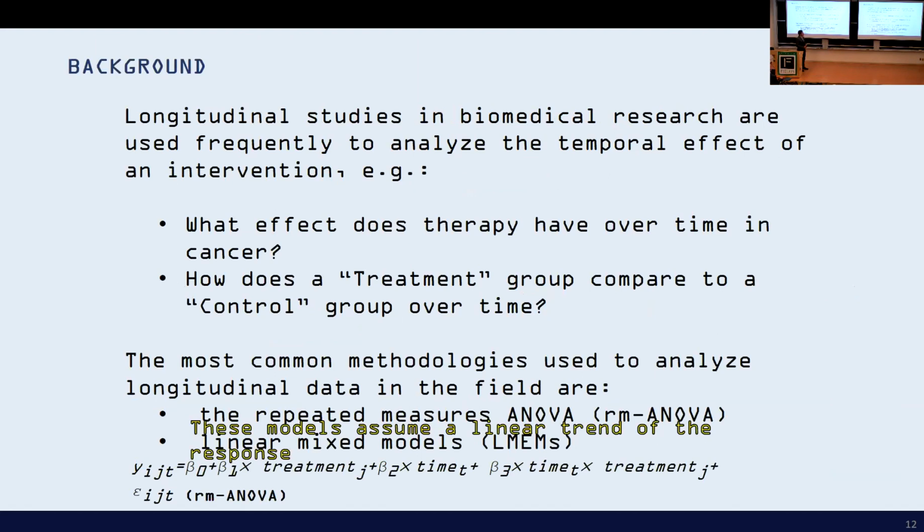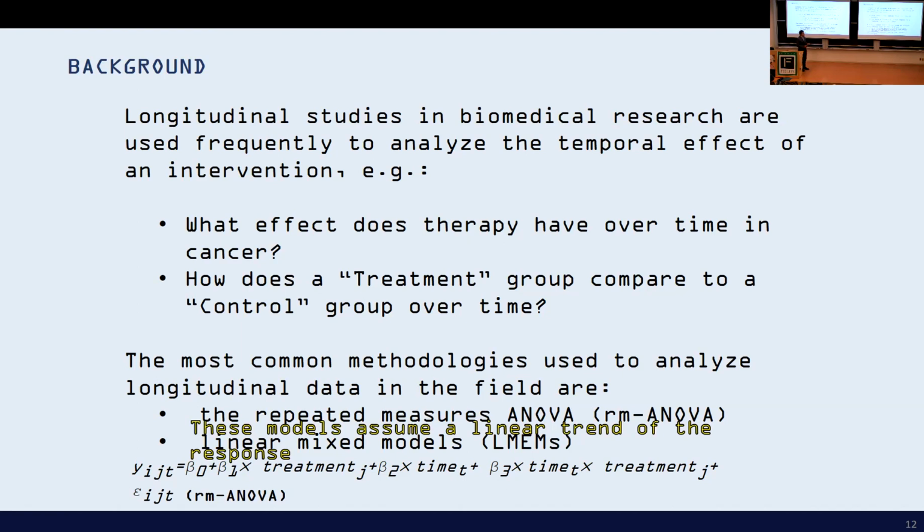In biomedical research, people collect data over time, longitudinal data, repeated measures, because most of the time we're interested in seeing how things change over time. So you can have, for example, a treatment group or a control group, and you want to see what the effect of the intervention is over time. So this is done over and over and over.